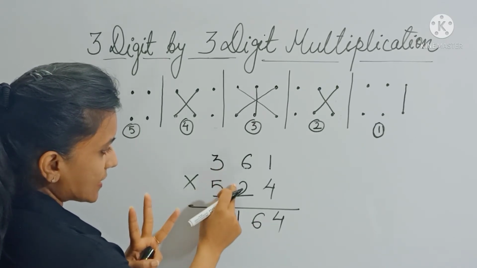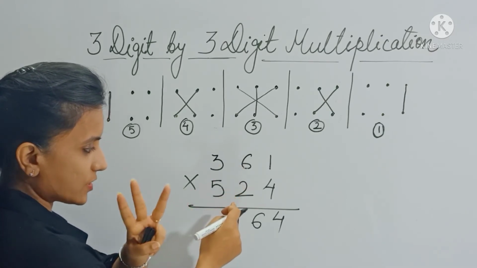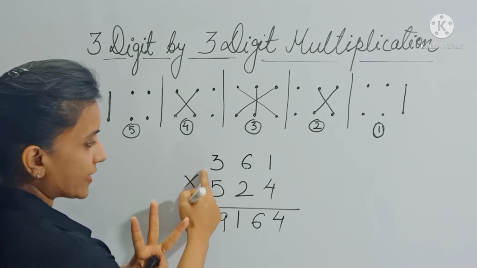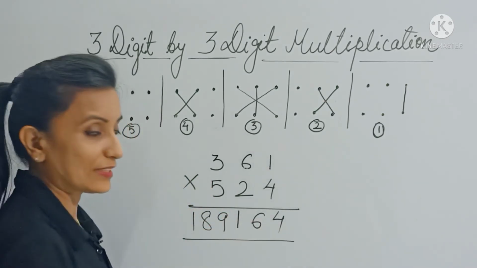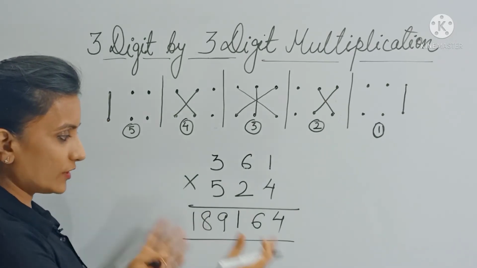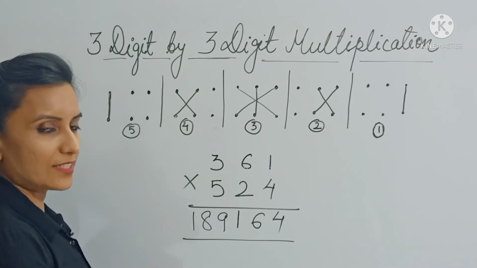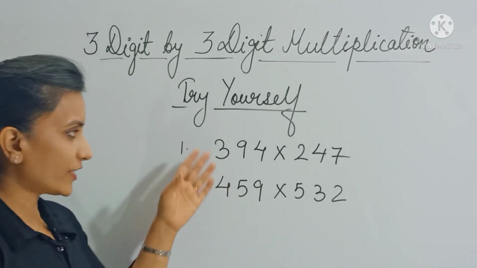Now 3 2s are 6, and this is 30. So 36 plus 3 is 39. Again 3 is the carry forward. Now 3 5s are 15. 15 plus 3 is 18. So this is your answer. So you can see that we have not done any working. We have done everything mentally and we got the answer. So this method really works. It's very fast. So try these questions.